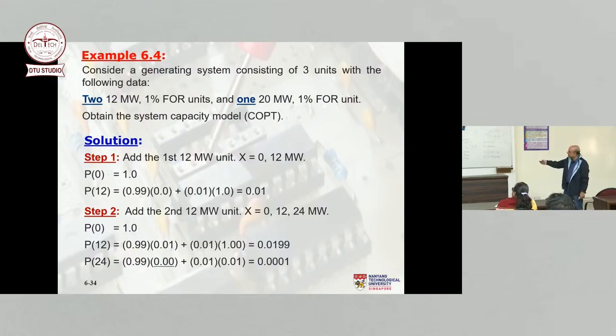Correct? Next step, we add the second 12 megawatt unit. So what values can X take now? 0, 12 or 24, correct? So now P0 we assume, P12. Availability of this generator times P prime of 12. P prime of 12 I have, plus unavailability times P prime of X minus C. 12 minus 12, 0, which is 1, correct? And then next step, 24. Availability times P prime of 24, I don't have, so 0, plus unavailability times P prime of X minus C. 24 minus 12, 12. P prime of 12 is 0.01, correct? So all that is nice.